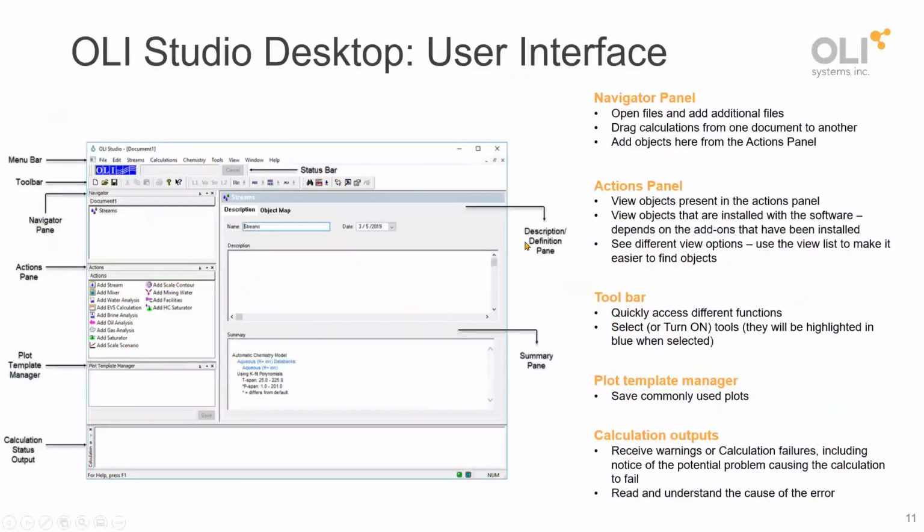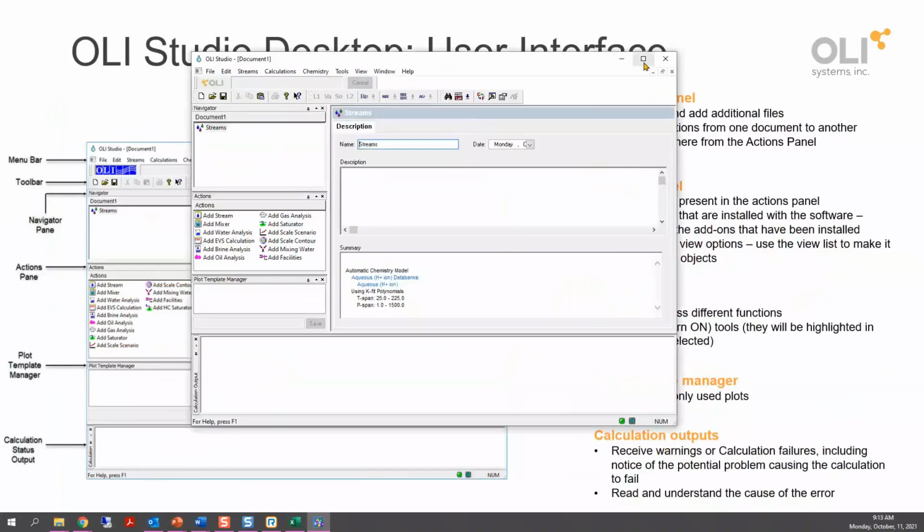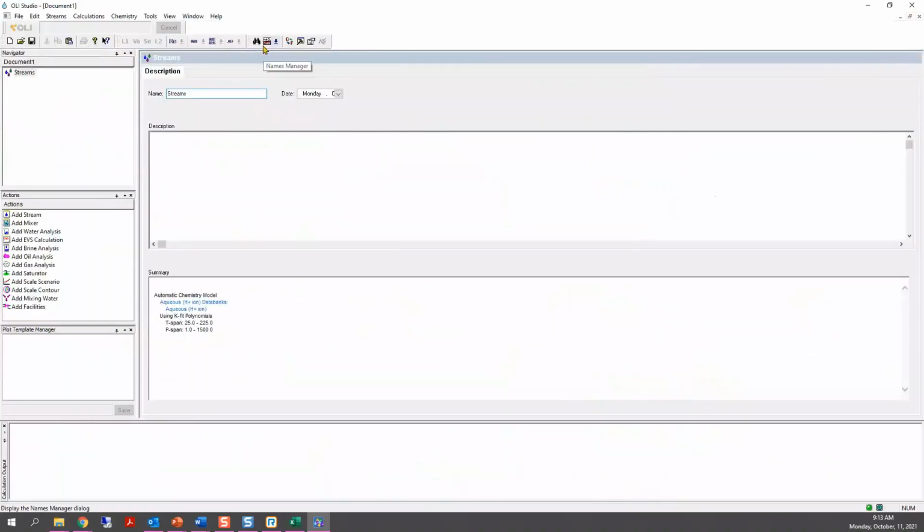Okay, so the first window that appears is the OLI Studio Desktop user interface, and I'm going to maximize this so that I cover the presentation there. This user interface has different parts, and it provides you the environment to create, analyze, and interpret the results of the application chemistry that you are entering here.